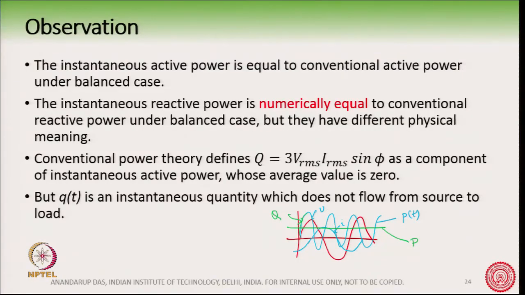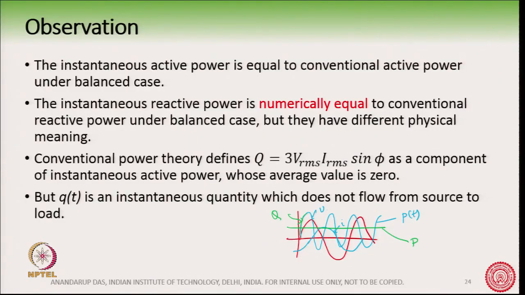This definition of capital Q is based on Q being part of the PT, a component of the instantaneous active power whose average value is 0. But the definition of Qt which we have used and will subsequently use, V beta I alpha minus V alpha I beta, is an instantaneous quantity.